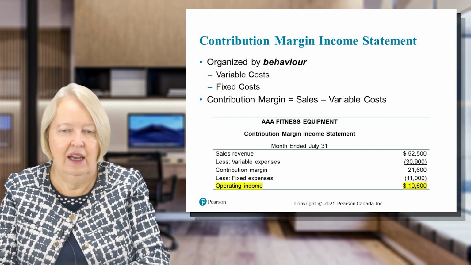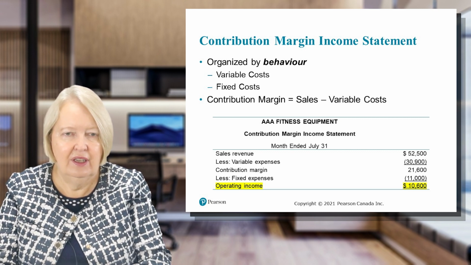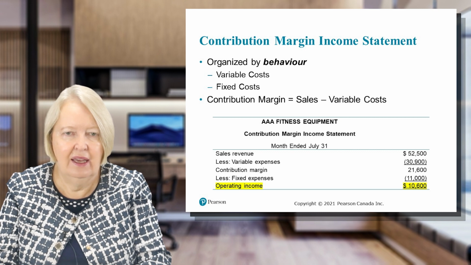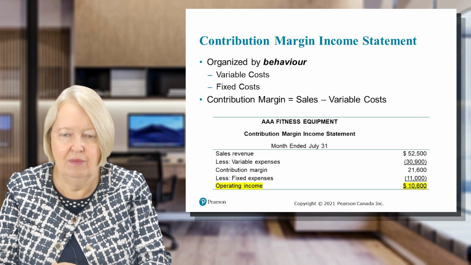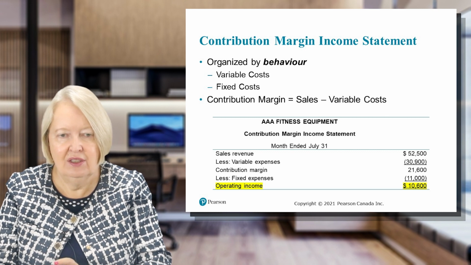A better way to look at your income statement is to organize it by behavior. Here you take your sales revenue, less your variable expenses. This will give you contribution margin. And then you deduct your fixed expenses to arrive at your operating income of $10,600. So the bottom line is still $10,600, but what this contribution margin income statement format is doing is telling you how much of a contribution margin you're making over and above your fixed expenses.